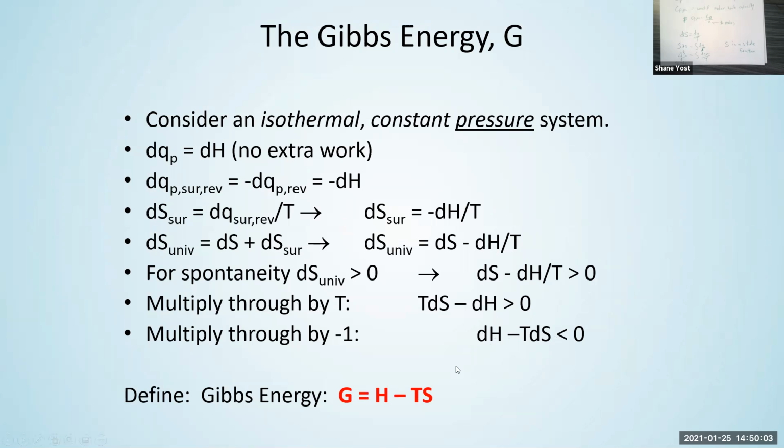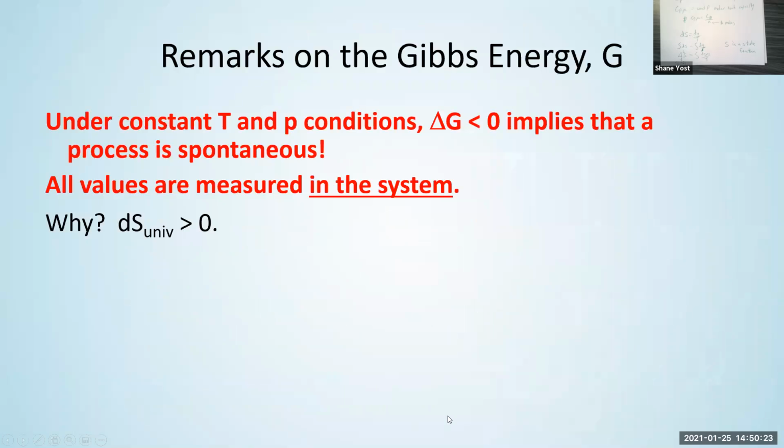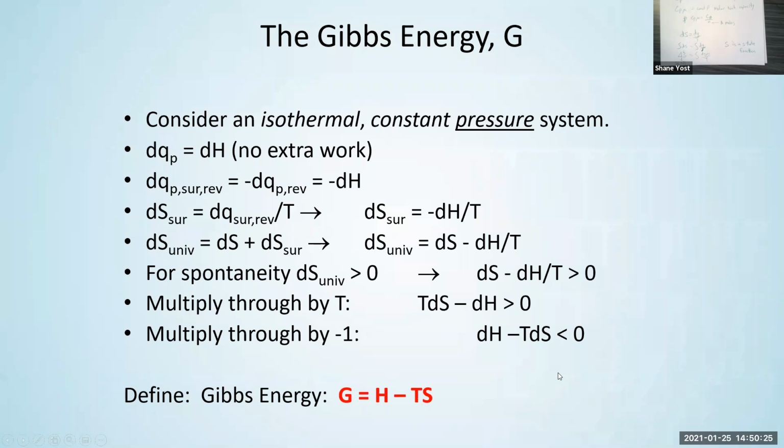So what I'm going to do is define Gibbs free energy as just H minus TS. And so under constant temperature conditions, dG, this change in Gibbs free energy, is related to the change in enthalpy minus temperature times the change in entropy, which is what I have here. Which is telling us that this inequality, dH minus TdS being less than 0, is true for any spontaneous process. So what that's telling me is that a change in Gibbs free energy being less than 0 for any chemical reaction means it is a spontaneous chemical reaction.